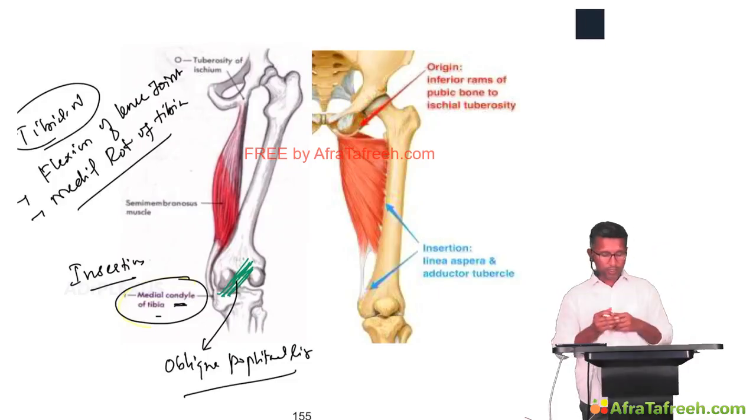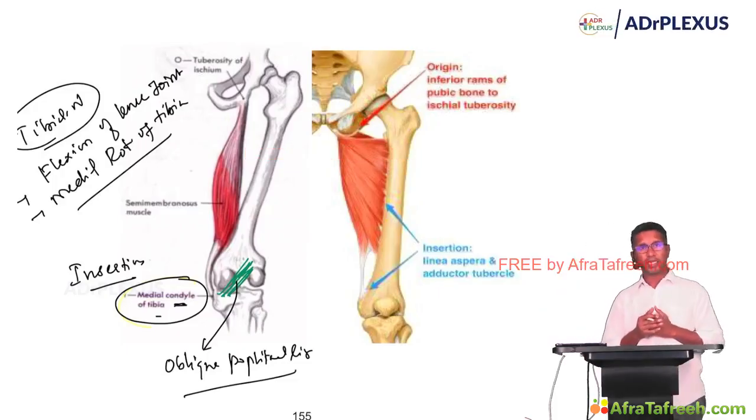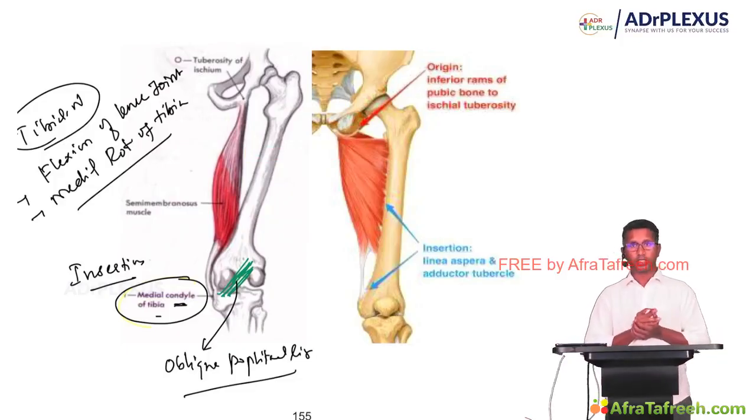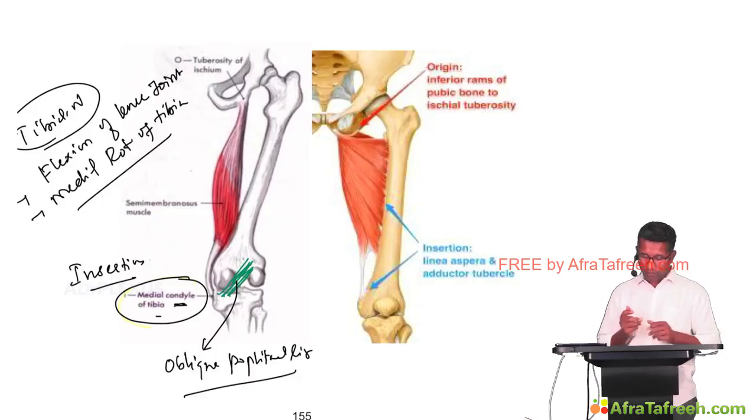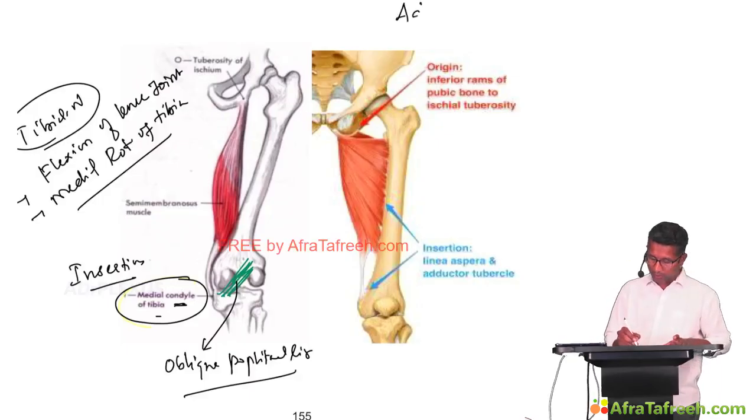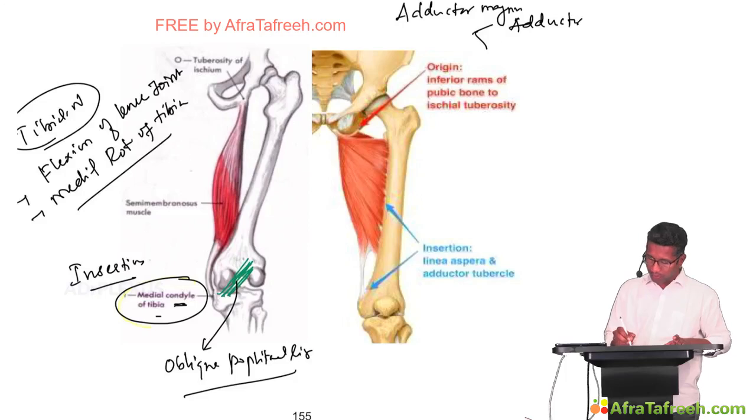The next muscle in this region is the adductor magnus muscle. It's a very, very broad muscle. It has got two parts. One is called an adductor part, and another one is called a hamstring part.